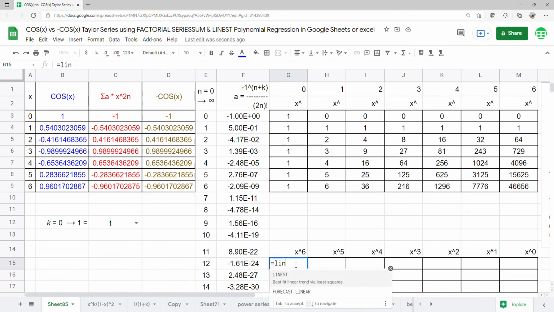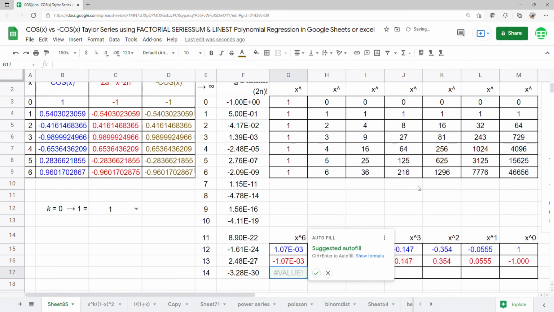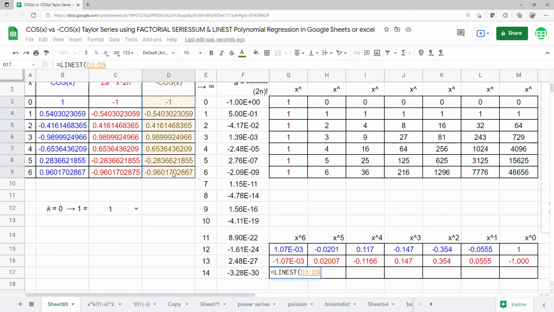So LINEST, starting with the cosine, data y and data x. For the expansion, LINEST, data y and data x. And finally, the negative cosine, which is LINEST, data y and data x, and enter.